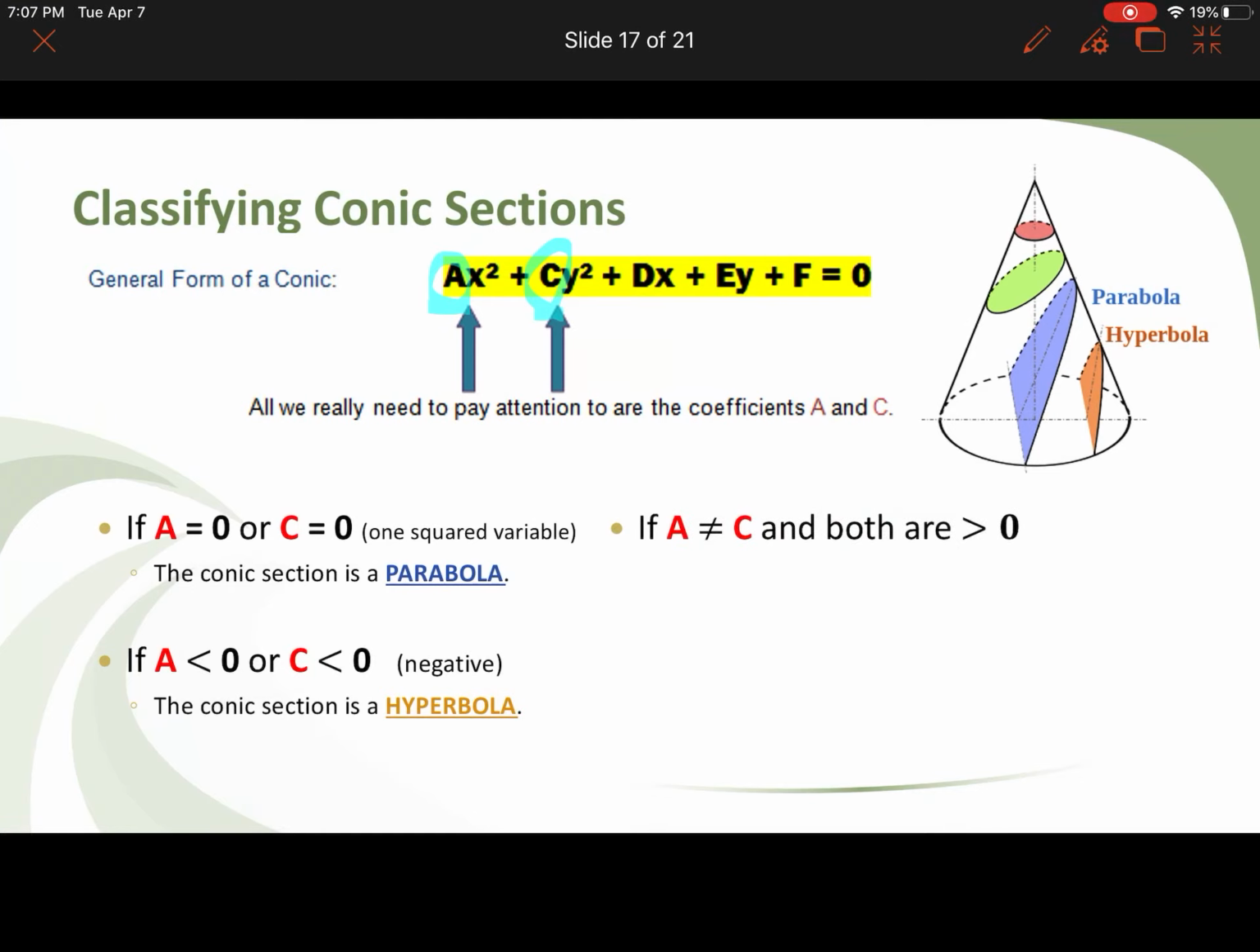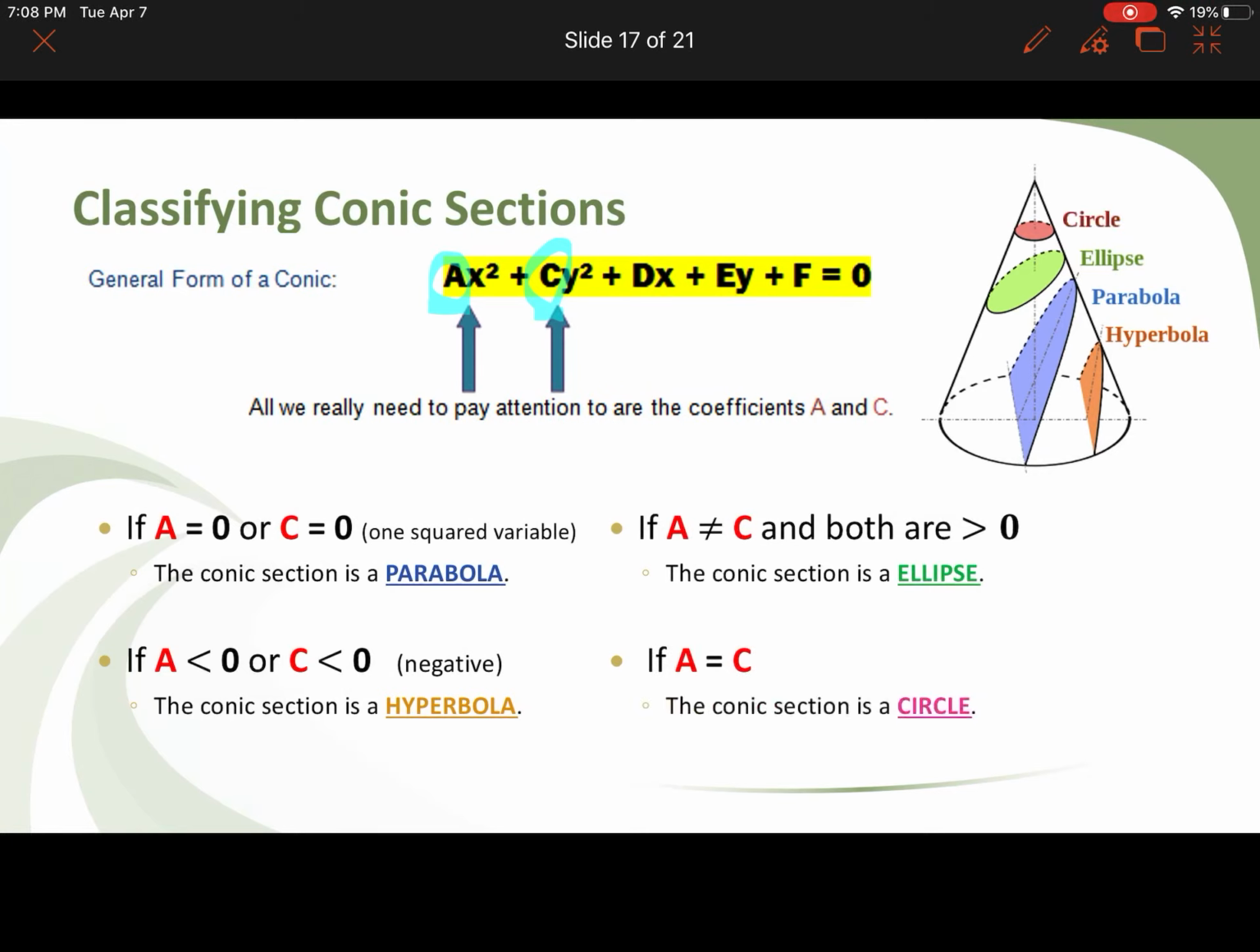If A is equal to C, or A does not equal C, but they're both positive, or we could actually say they're both the same sign because it's possible we could divide. Anyway, usually they're all positive because we usually make the first one positive. So they have to be the same sign, but not the same number. Then that's going to be an ellipse.